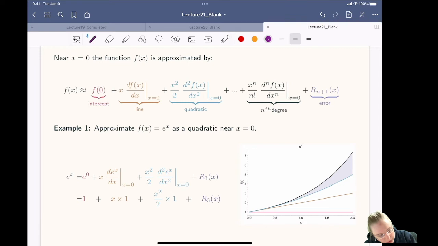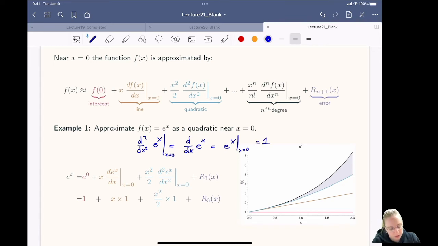What's the second derivative of e to the x? Well, d by dx squared of e to the x is equal to d by dx of e to the x, that's the first derivative. And then you take the second derivative, and this gives you just e to the x. Evaluating this at x equals 0 simply gives you 1. So we have x squared over 2 times 1, and that's this blue curve here.